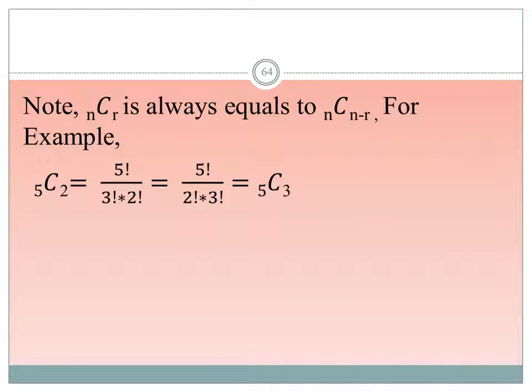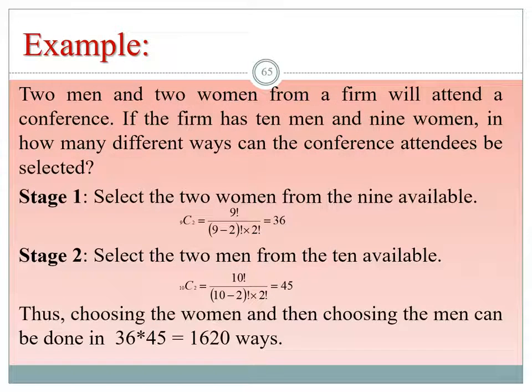Also in the combination case, nCr is always equal to nC(n minus r). We can verify this with a simple example: 5C2 also equals 5C3. Similarly, 10C7 also equals 10C3. In some situations this is useful and you can use it directly. Okay, so this is the end of the example.